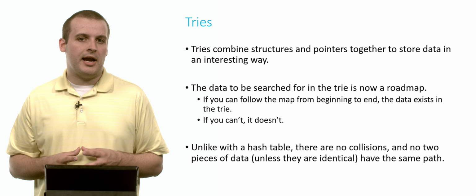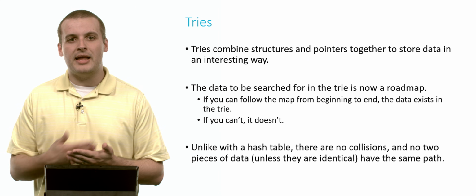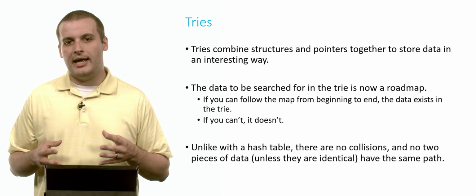Again, the keys here are guaranteed to be unique. And so unlike a hash table, we'll never have to deal with collisions here. And no two pieces of data have exactly the same roadmap unless that data is identical. If we insert John and then we search for John, that's two identical pieces of data, right, we're looking through. But otherwise, any two pieces of data are guaranteed to have unique roadmaps through this data structure. And we're going to take a look at a visual of this in just a moment.